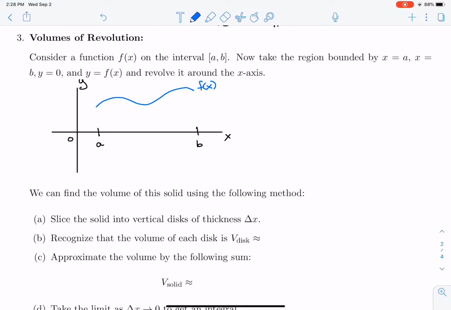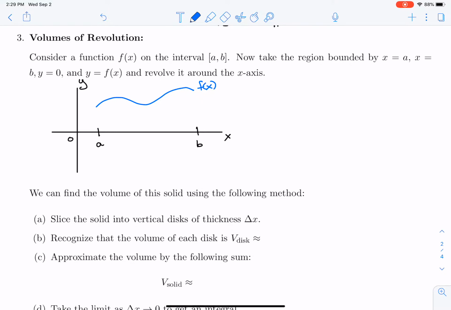And now we're going to take the region that's bounded by x equals a, x equals b, y equals 0, and y equals f of x, and we're going to revolve it around the x-axis. So you can imagine spinning this region around the x-axis, and that is going to give you a solid. Let me draw that solid for you right now.